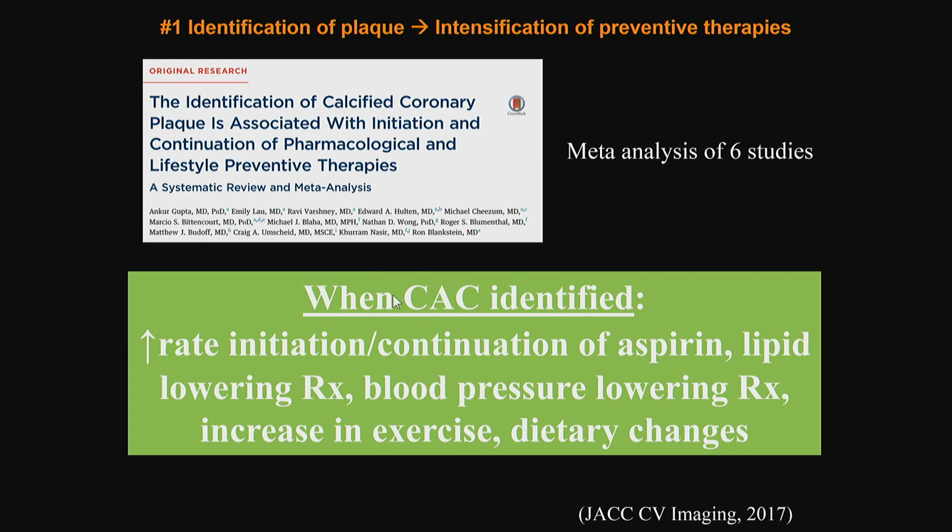This slide here shows the results of a meta-analysis of 6 studies where patients all had calcium scoring, and various measures of lifestyle or pharmacological therapies were assessed and followed forward. And the summary here is that when calcium is identified, compared to individuals that have a calcium score of 0, there was a higher rate of initiation or continuation of aspirin, lipid-lowering therapies, and blood pressure-lowering therapies. Patients were more likely to have an increase in their exercise and also to have dietary changes.